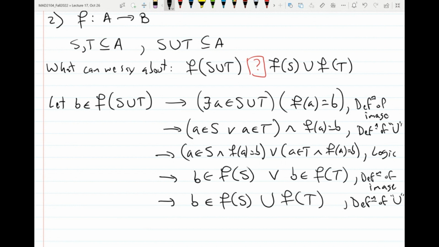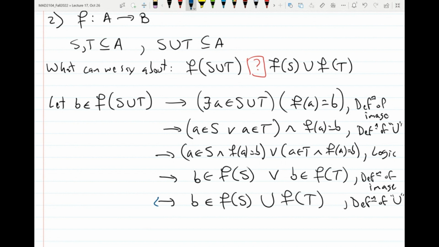Suppose that we start with B in here. Does that mean then that B is in either the image of S or the image of T? Well, yes, that's the definition of union. So, this naturally can be reversed. Now, can we then deduce the next line?